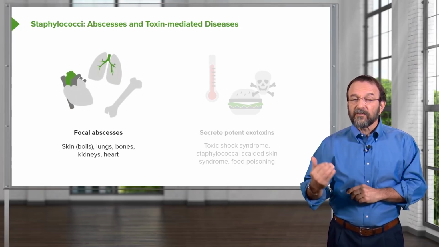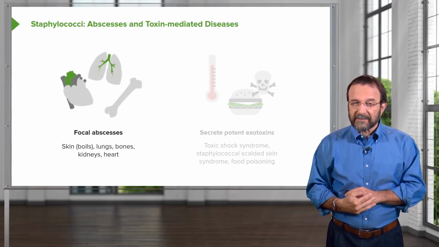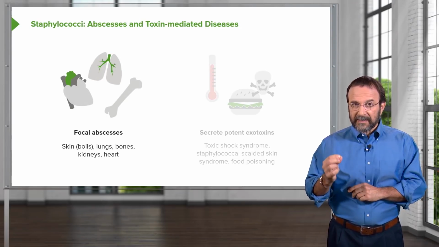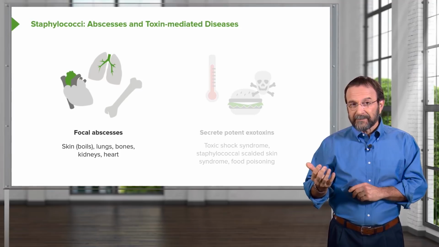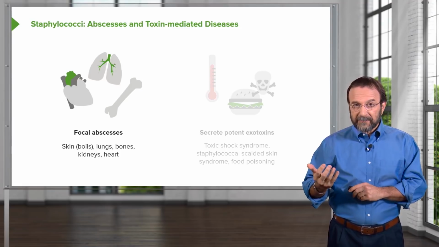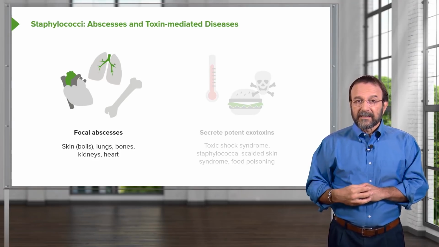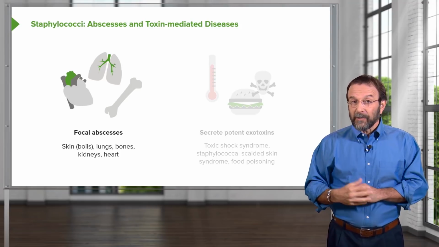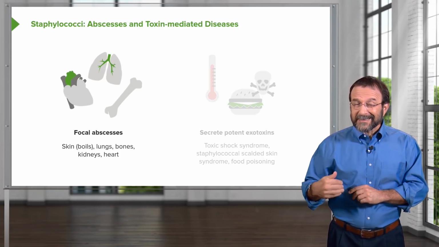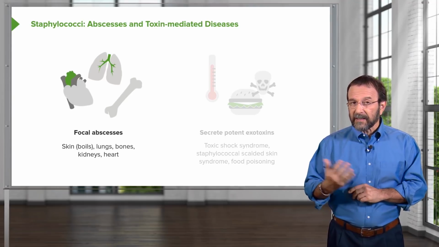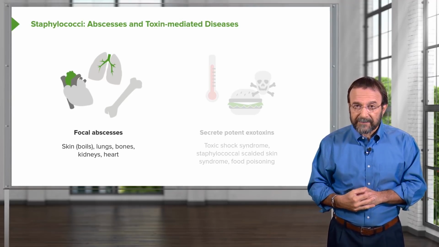They include focal abscesses. And what we mean by that is an abscess in a very specific place, like on the skin, where it would be a boil. Many of you may have had boils before, focal infections, a very raised pus-filled lesion. We'll see some of these in a moment. But these can also occur inside of you, not just on your skin. For example, in your lungs, bones, other organs, kidneys, and heart.